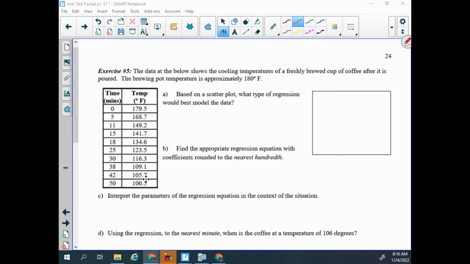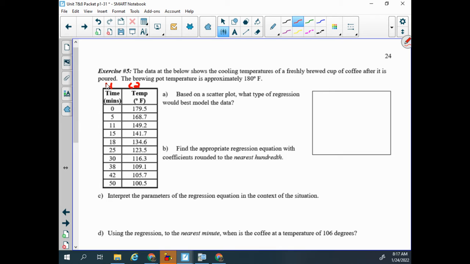So here we have the cooling temperatures of a freshly brewed cup of coffee after it is poured. The brewing pot temperature is approximately 180 degrees Fahrenheit. So this is how many minutes after coffee is poured and what the temperature is. Now, if I look at this data and just some knowledge of how coffee works, I'm guessing this is a very well covered cup of coffee, where there's just a little hole to drink out of, because coffee put out in a regular cup with the whole top open would cool a lot faster.